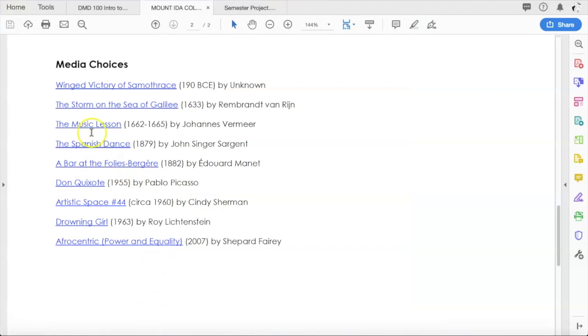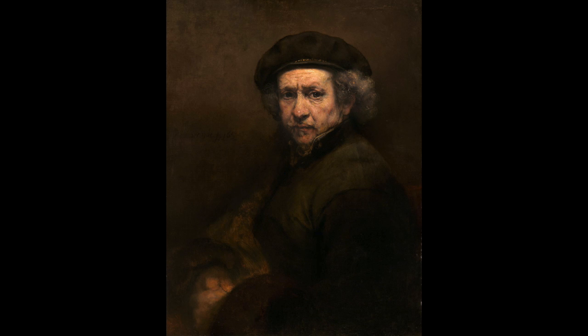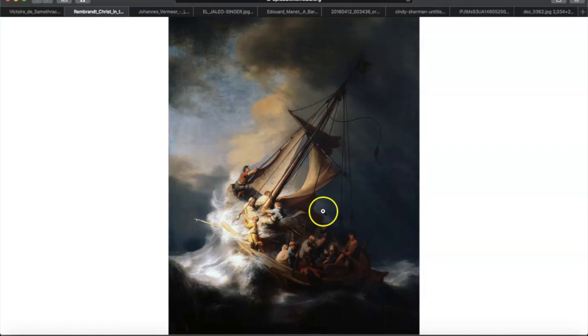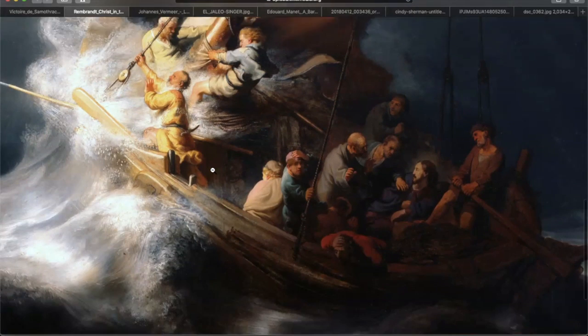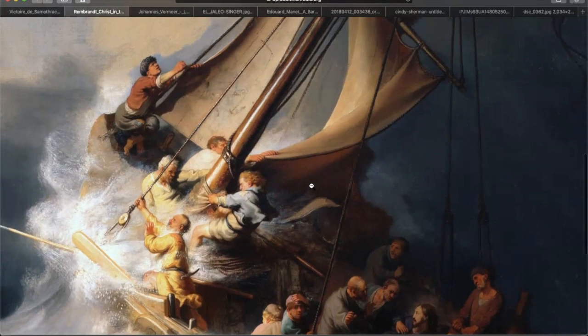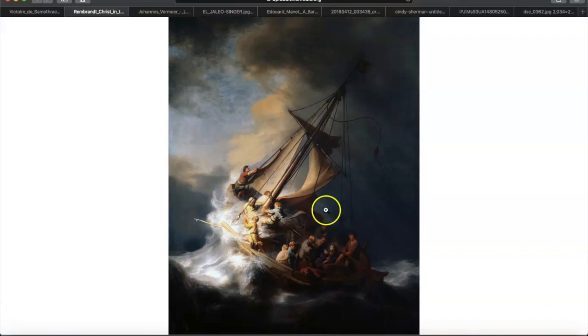Okay, the second choice that you could go with is The Storm on the Sea of Galilee from 1633 by Rembrandt van Rijn, most commonly just known as Rembrandt. This is a really famous painting of his. As you can see, as we zoom in, it's a really complex painting. Lots of characters on board a ship during a large storm. There's a lot of metaphor and detail in here, and you can certainly do some research on it and find out more about it.